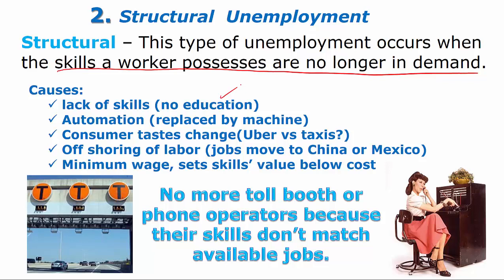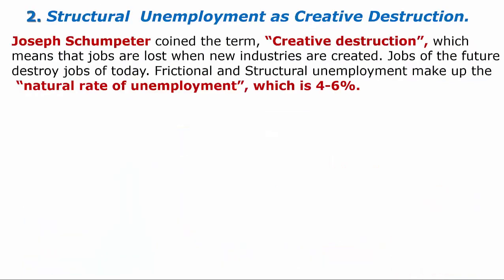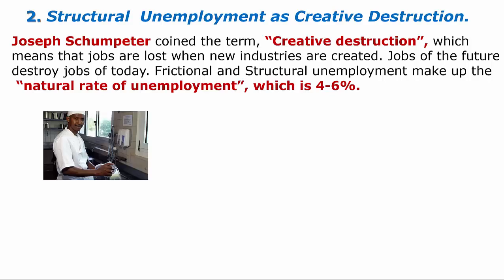And then lastly, the minimum wage. Sometimes that will set somebody's skills at a value that is too high. Okay, and so you can't hire those people because they're not worth what their skills are. Okay, so that's structural unemployment. Now, frictional and structural unemployment are both considered good. Okay, so frictional because you want to make sure people find the jobs that are right for them. So that's why frictional is good. Structural unemployment is good because of this idea of creative destruction. Okay. And let me explain what is meant by that.